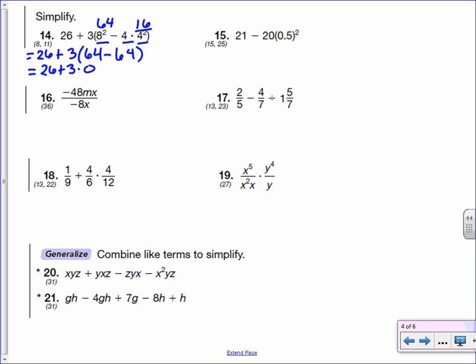And 3 times 0 is 0. That's the next step. After parentheses would be exponents, but there aren't any more. So I do multiplication and division next. This is the multiplication first. So I get 26 plus 0, and then I do the addition to get 26.